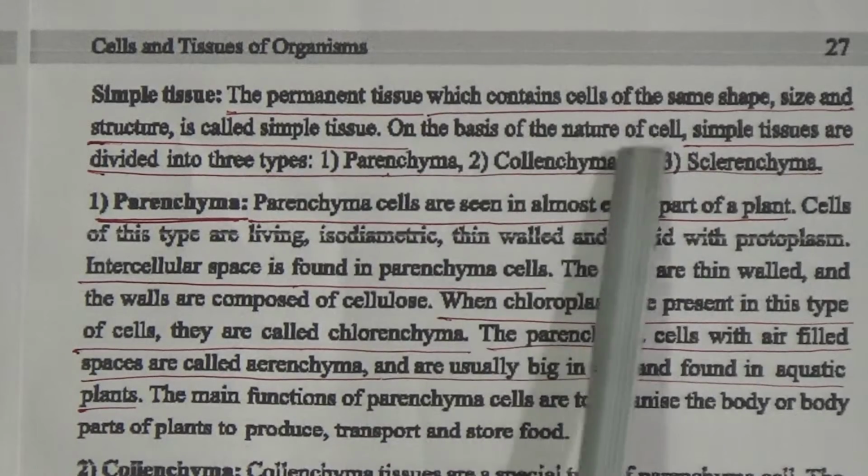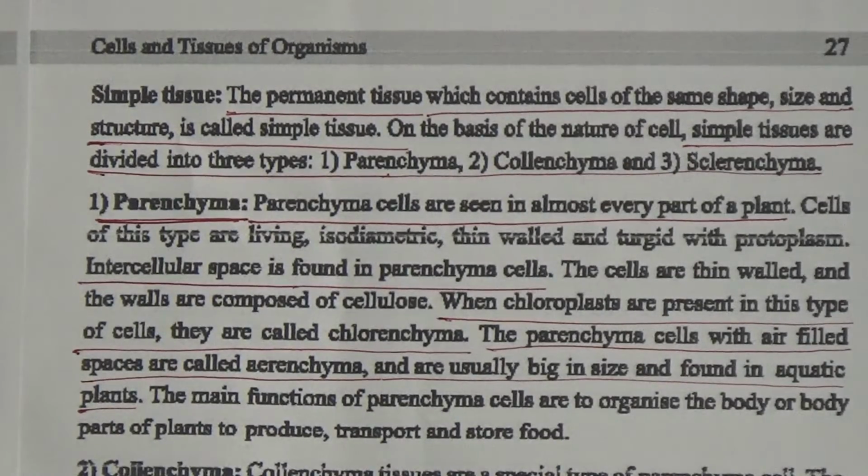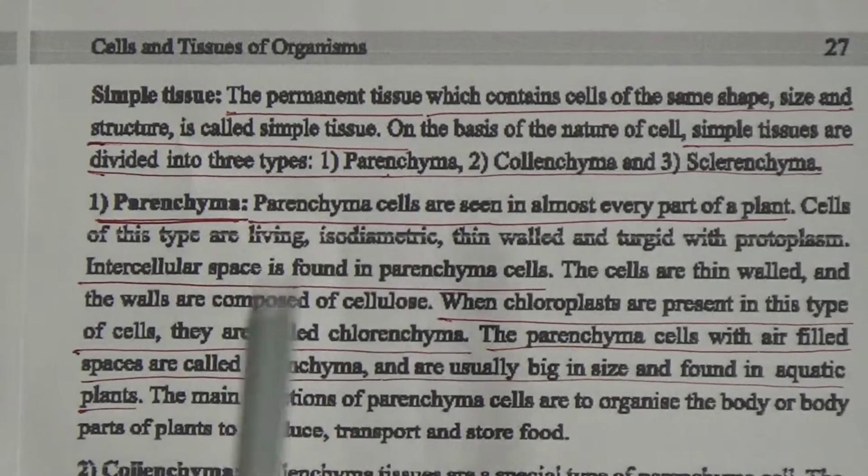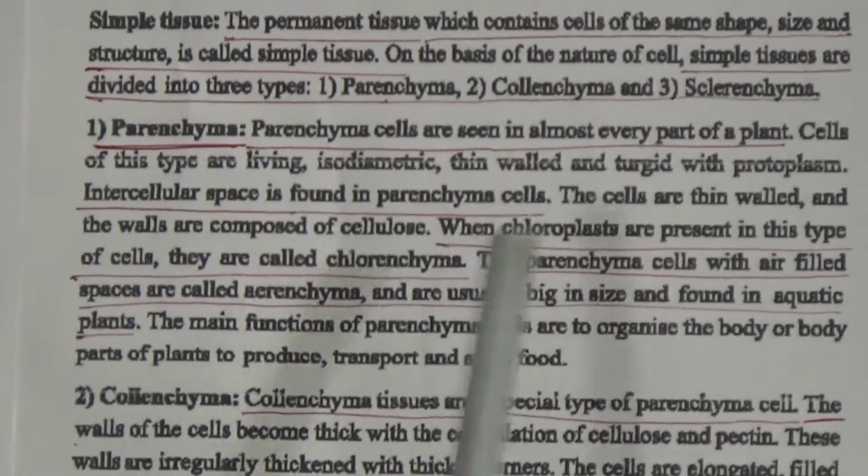On the basis of the nature of the cell, simple tissues are divided into three types: parenchyma, collenchyma, and sclerenchyma. Now we will discuss parenchyma, collenchyma, and sclerenchyma. What is parenchyma tissue?